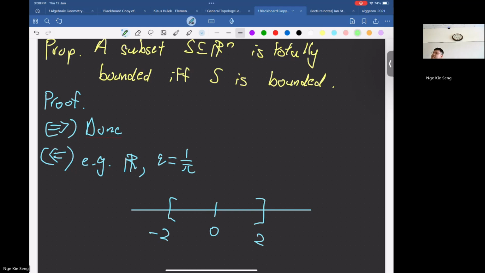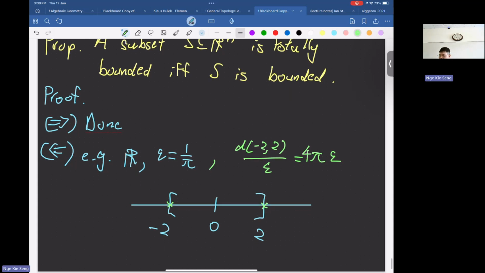Yeah, how many balls do you need? Okay. So the distance between -2 and 2 divided by epsilon. So you need 4 over epsilon balls, where epsilon is 1 over pi. So how do you place them? 1 and -2, 1 and 2. 4 pi. Oh, sorry, yes, definitely. 4 pi. Okay, 4 pi balls.